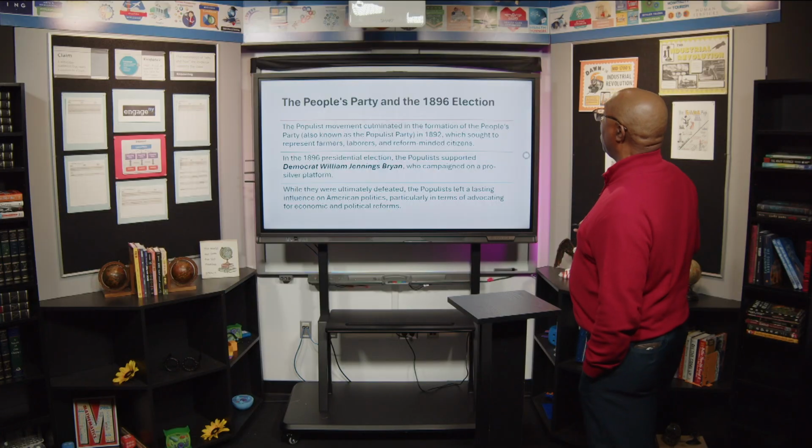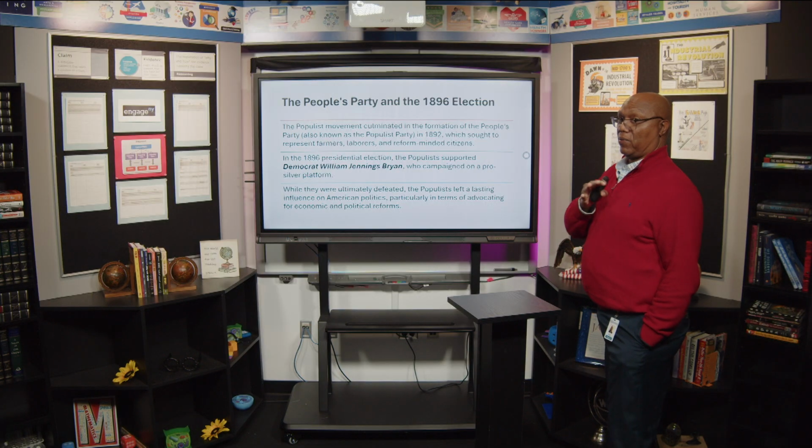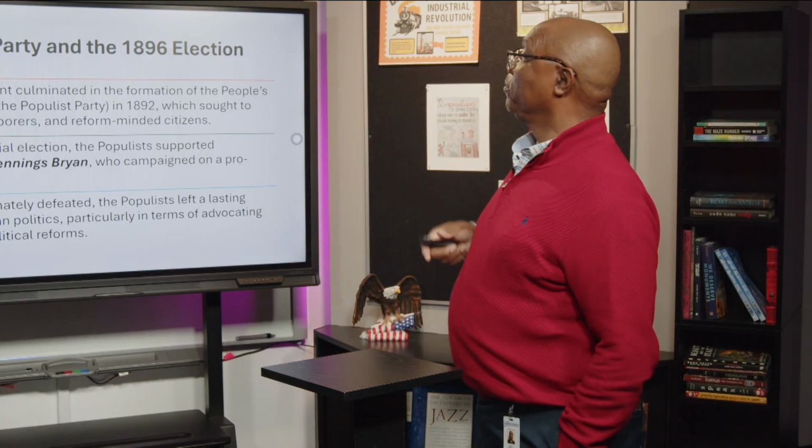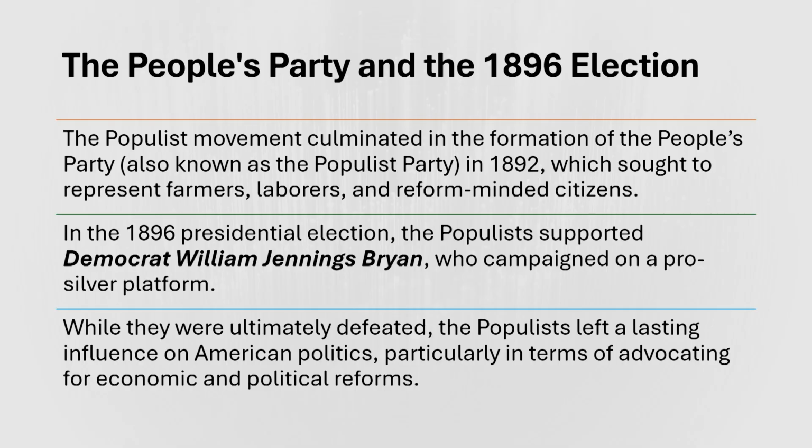The People's Party and the 1896 election. Now, we told you that the candidate for the Populists in 1896 was William Jennings Bryan. Remember the one that had the cross of gold? The Populist movement culminated in the formation of the People's Party, also known as the Populist Party, in 1892, which sought to represent farmers, laborers, and reform-minded citizens.